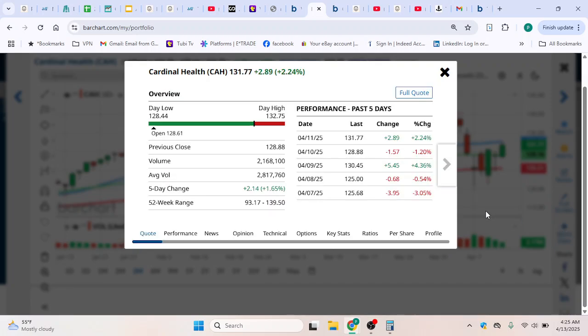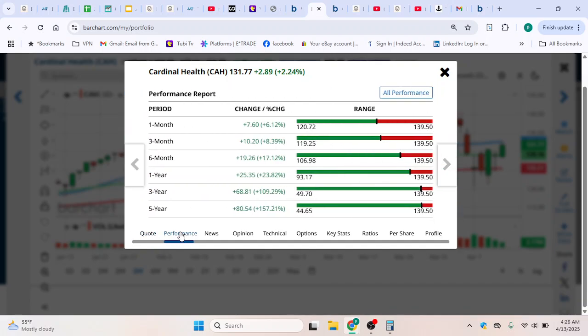Let's just look at some quick metrics. This page will just show performance over the last 5 days, some volume, average volume. So volume is about average. We've got a performance page. I like this page too because it gives you some different time frames of what this stock has done over the last 1, 3 month, and 6 month periods. Also over the last 1, 3, and 5 years. So what do we see about Cardinal Health? It's all positive, right?